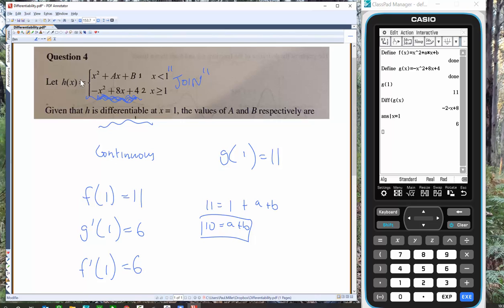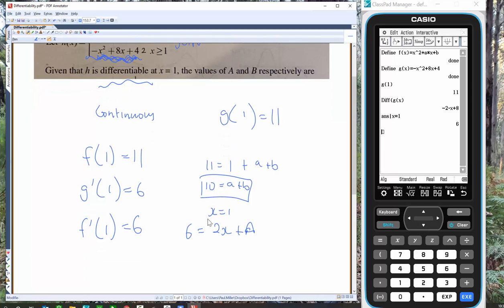All right, so I can do this derivative by sight. That's going to be 2x plus a, and that has to equal, what does that have to equal? Not 11, 6. And that's at the point x equals 1. So we're going to do 6 equals 2 times 1 plus a, or 2 plus a. That means a is equal to 4.